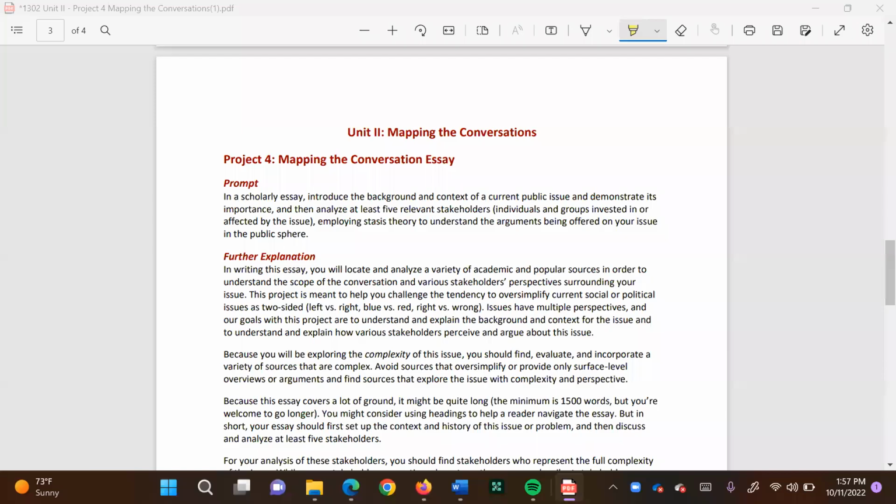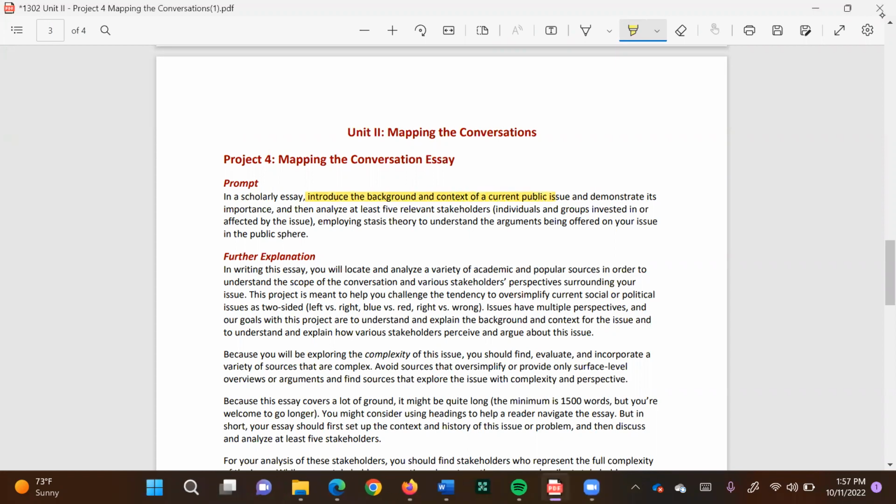All right, I wanted to take a quick second and talk to you about the Project 4 Mapping the Conversations essay and give you some helpful tips for how to approach this essay. So this essay needs a couple of elements. First, you need to introduce and give the background and context for your issue and demonstrate its importance. This is going to mostly be what you do in the intro paragraph or intro couple of paragraphs.